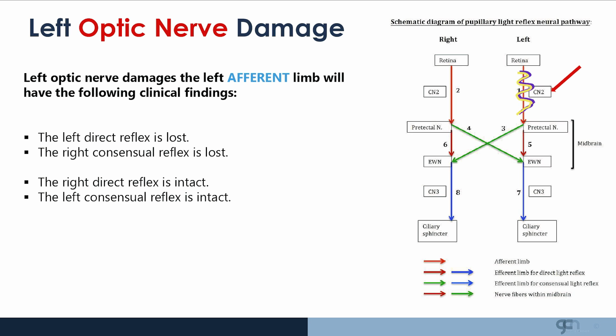and so you lose the direct left response and the right consensual response. However, if in the same patient you shone light in the right eye, the right cranial nerve 2 is intact, which would activate the ipsilateral and contralateral pretectal nucleus, and so you would have a direct right response and a left consensual response intact.